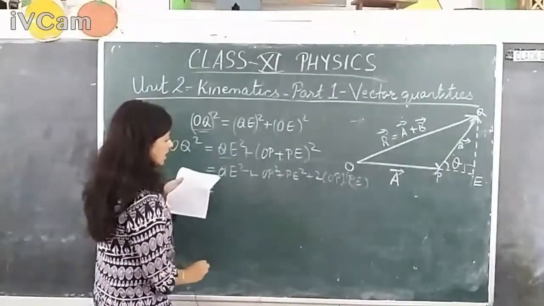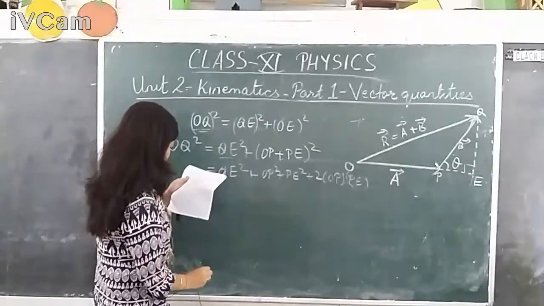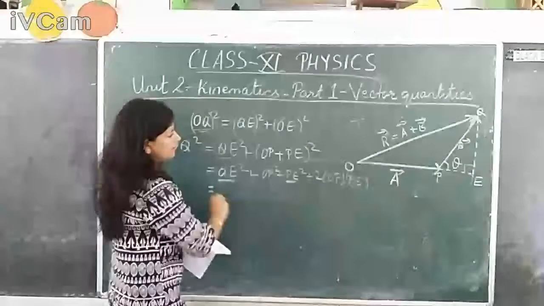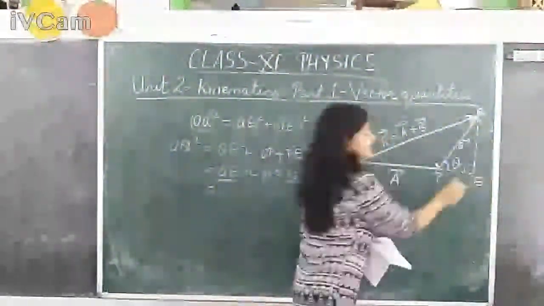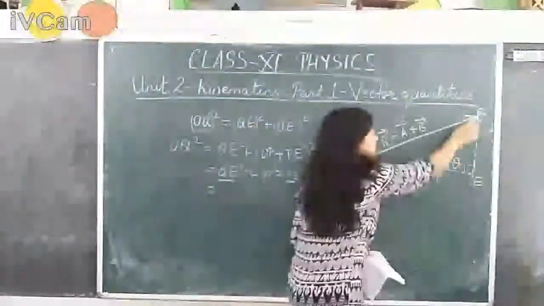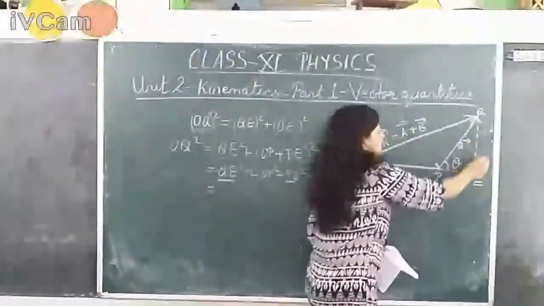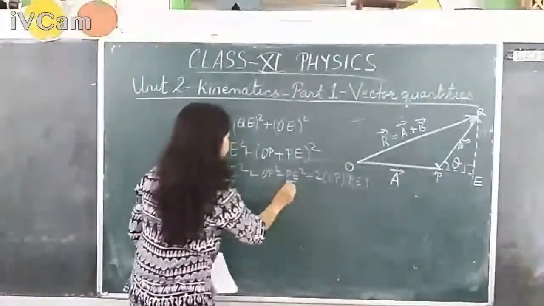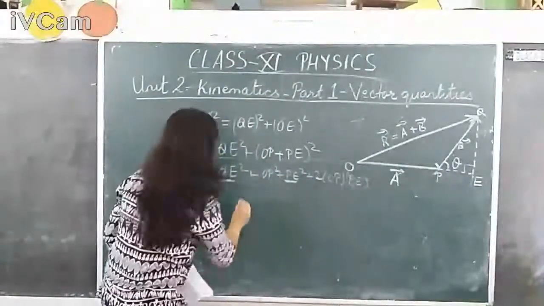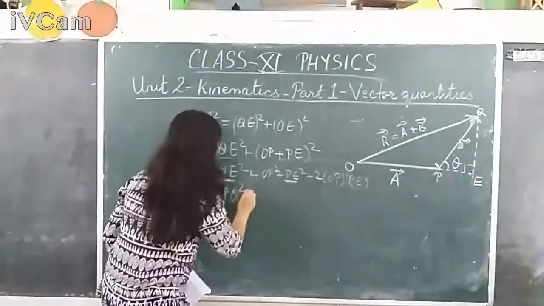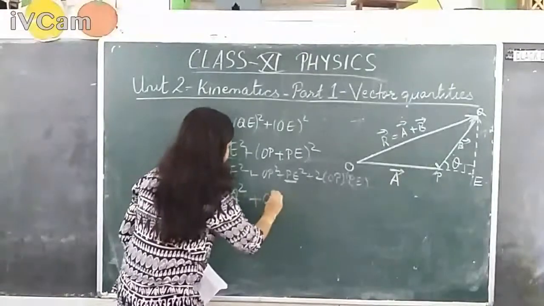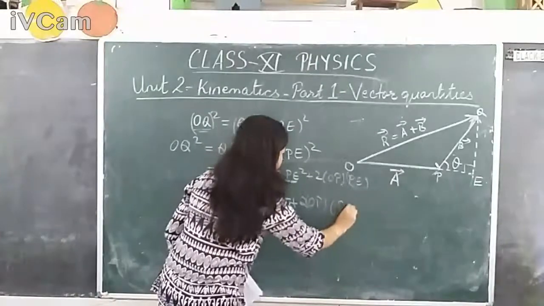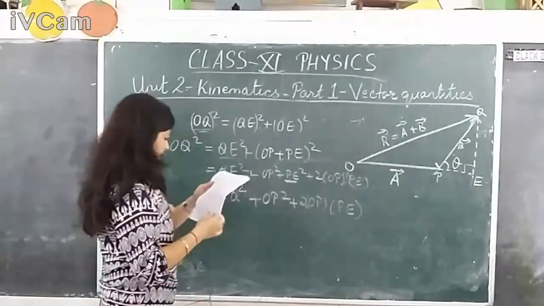Now if you have a look at this, PE and QE, these two are the perpendicular and the base of this small triangle which we have here. So perpendicular square plus base square is equal to hypotenuse square. So in place of QE square plus PE square, I can write PQ square, and the rest is as it is, OP square plus 2 OP into PE.